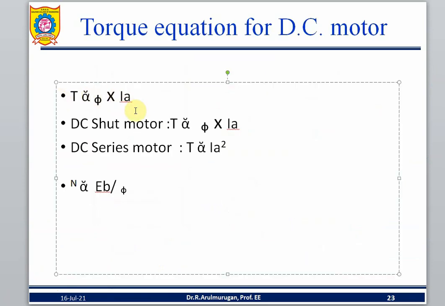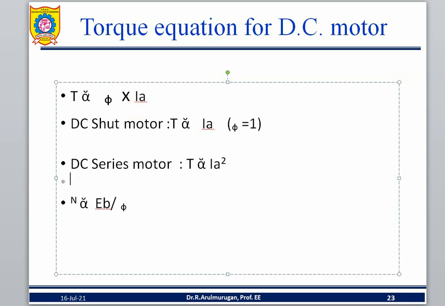So it's a general equation. Torque is directly proportional to phi into Ia. Then for the shunt motor, phi is equal to 1, it is constant. But what about the series motor? In the series motor, phi is equal to Ia, so Ia into Ia, so Ia squared. So this is about the torque equation.